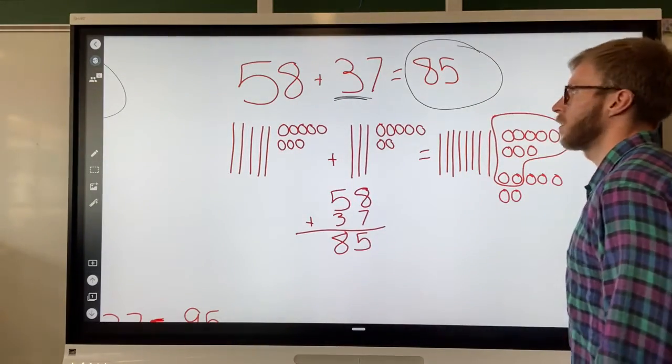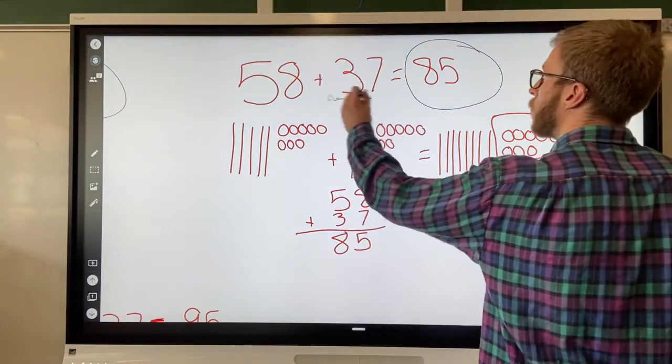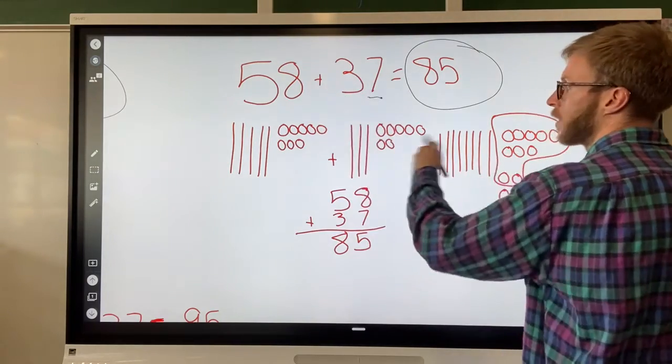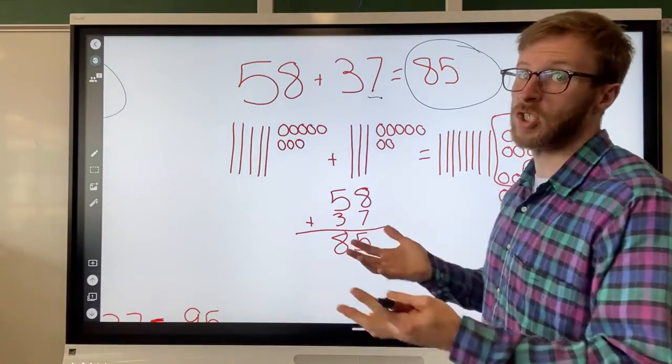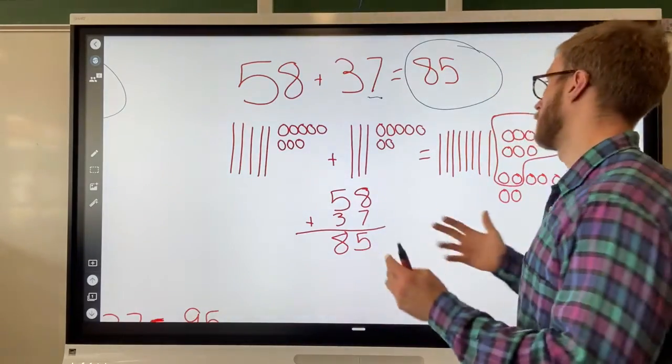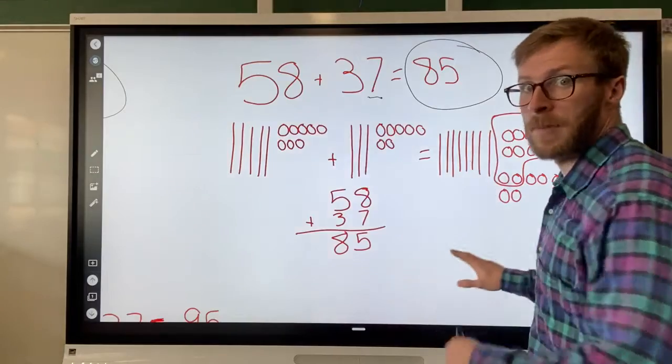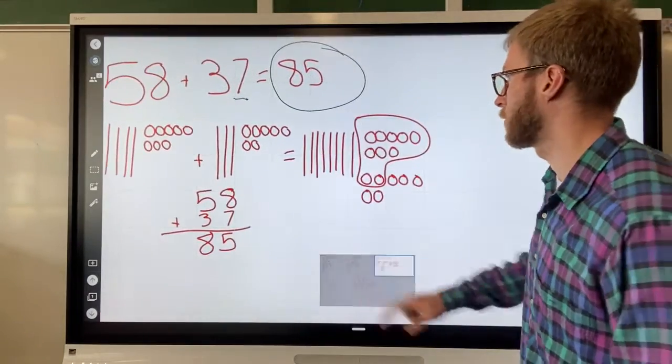It's looking good so far. And 7 ones. Do we have 7 ones right here? 5 and 2. Yes, that makes 7. Okay, so the picture's looking good so far. Let's look at once they combined it into one giant picture.